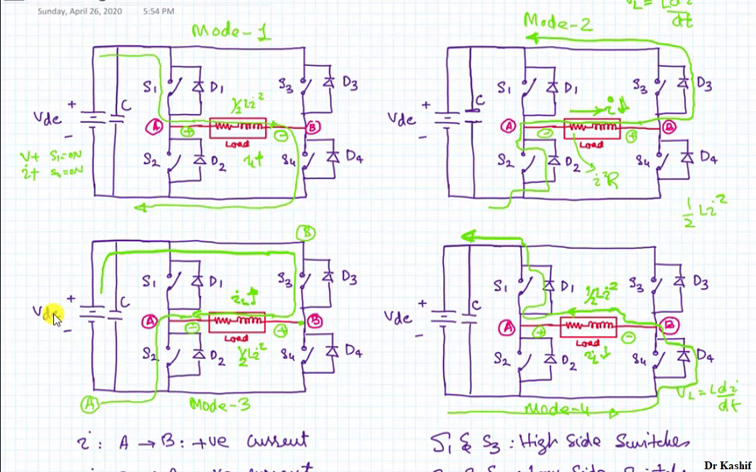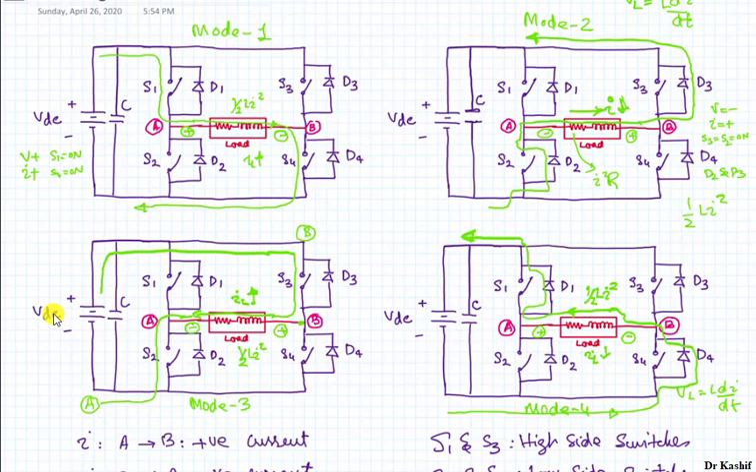In the second mode of operation, our voltage is negative, our current is still positive, right? And the switches S3 and S2, we have applied pulses to those ones, but they are not conducting. Conduction is through the diode D2 and D3, right?